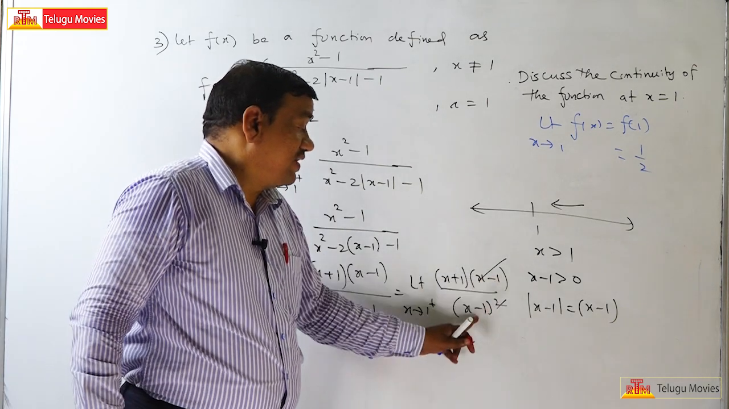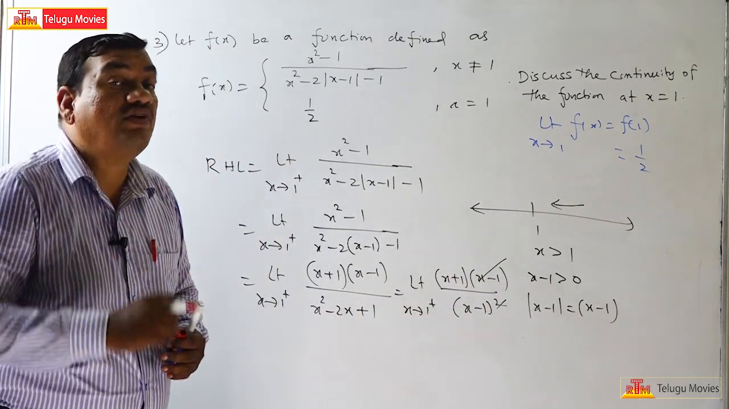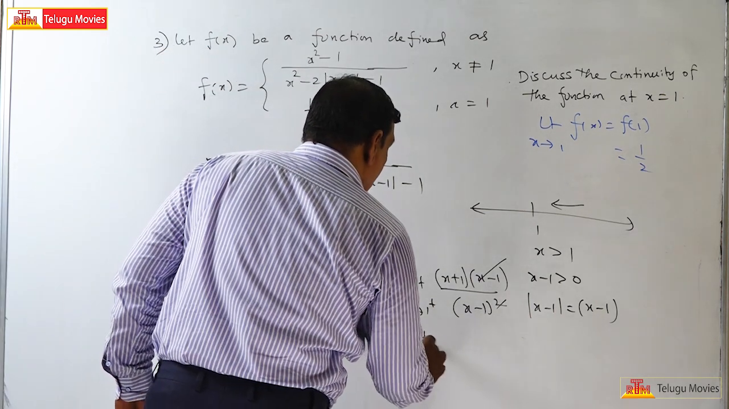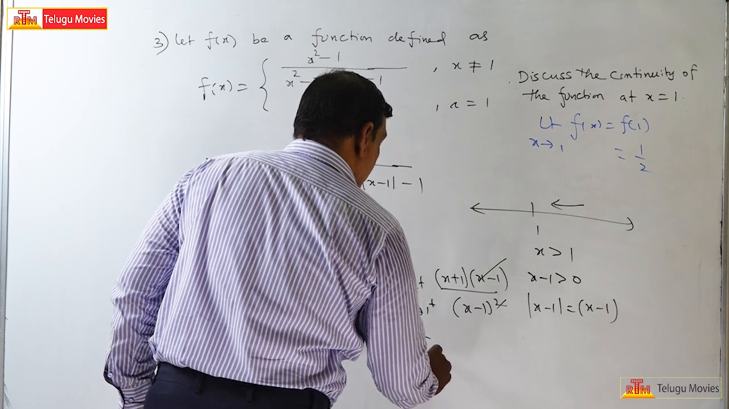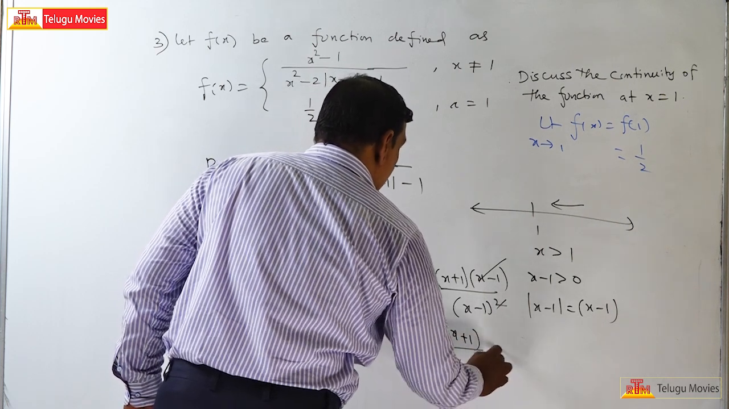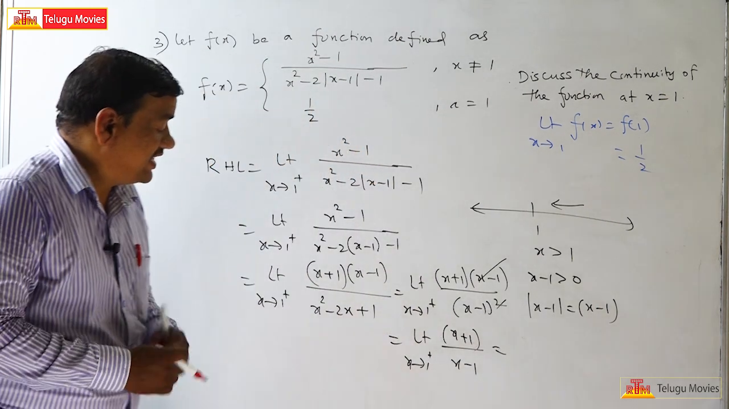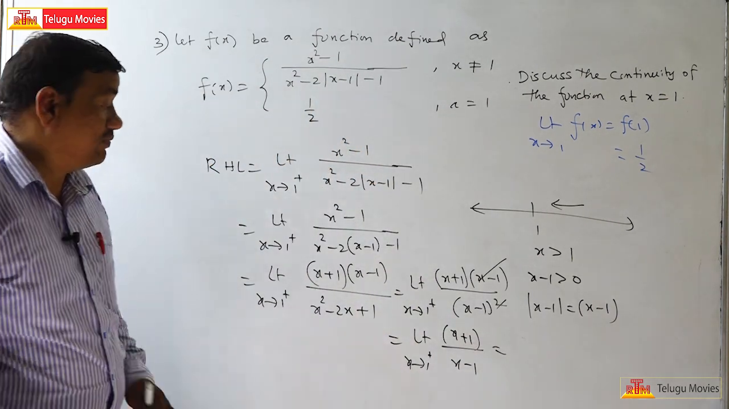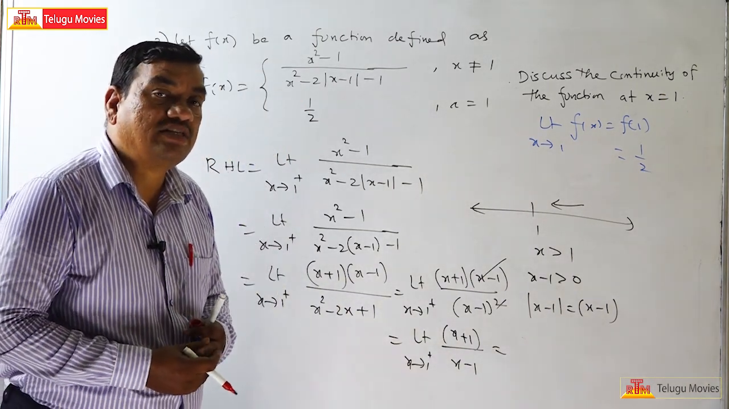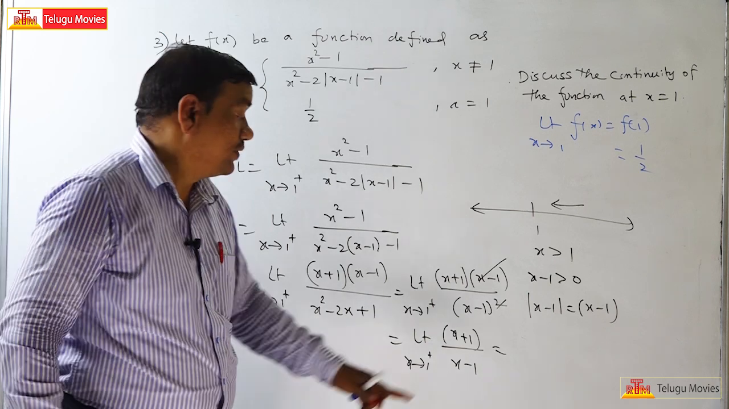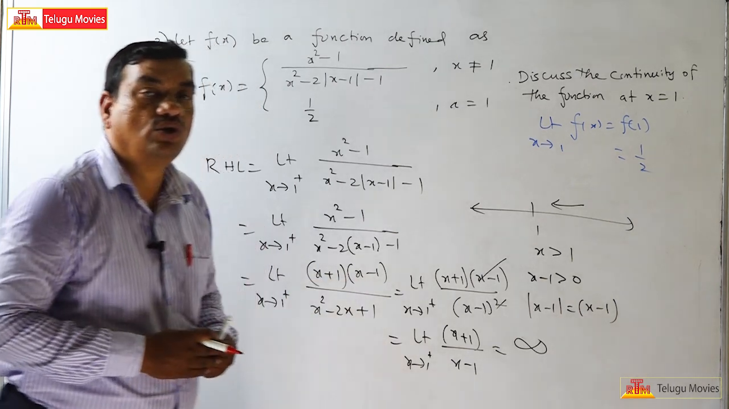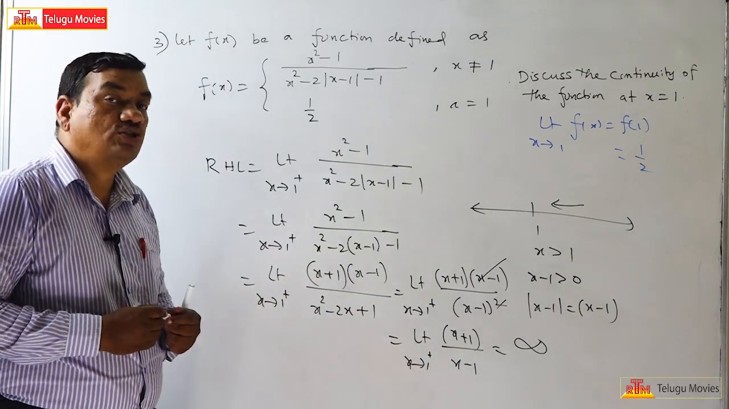Then x minus 1 over x minus 1 is a finite value, since x is not equal to 1, therefore you can cancel. So the limit as x tends to 1 plus gives x plus 1 by x minus 1. See here, as x approaches 1 from the right, x minus 1 approaches 0, and the total function value approaches infinity.